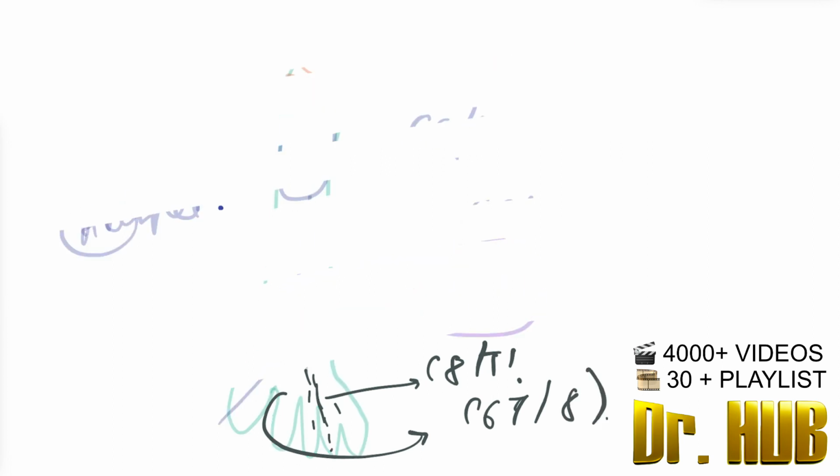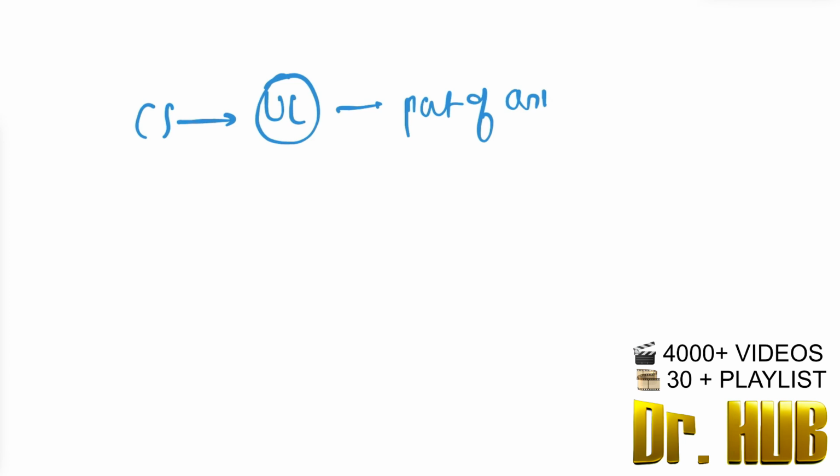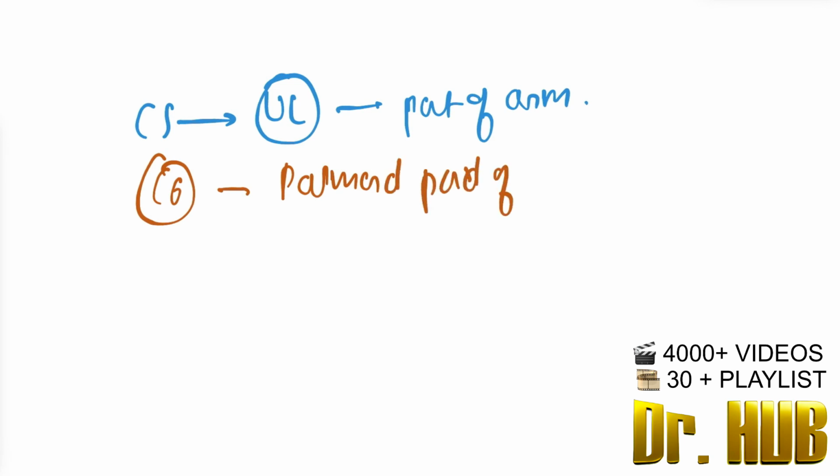So now let's look at the primary sensory areas. What we have discussed here is that C5 is the upper lateral part of the arm. Next we look at C6. C6 is the palmar pad of the thumb. You have seen C6 is the palmar aspect of the thumb.